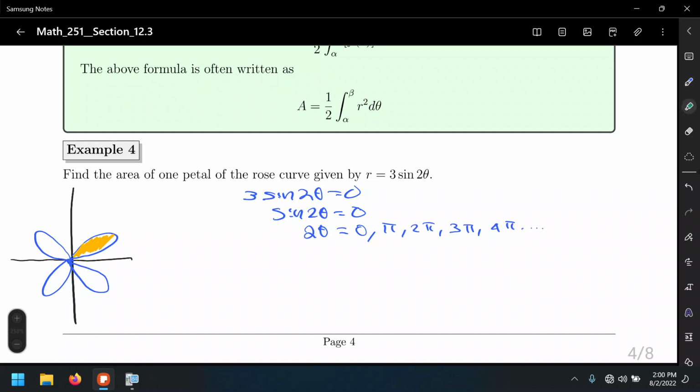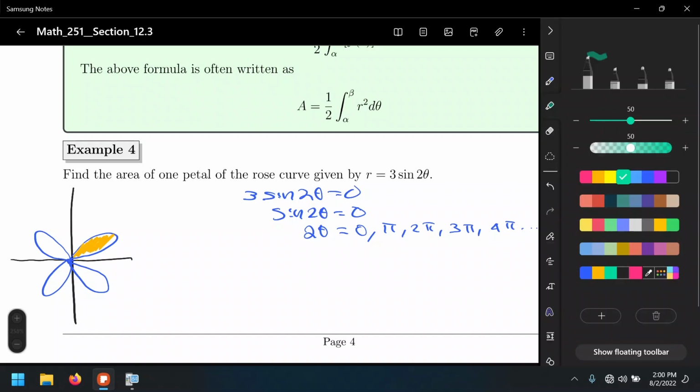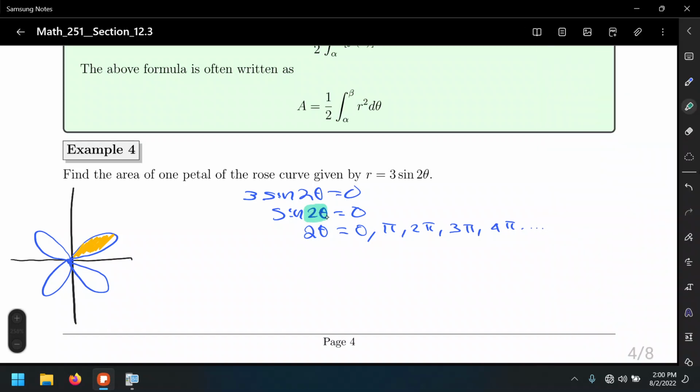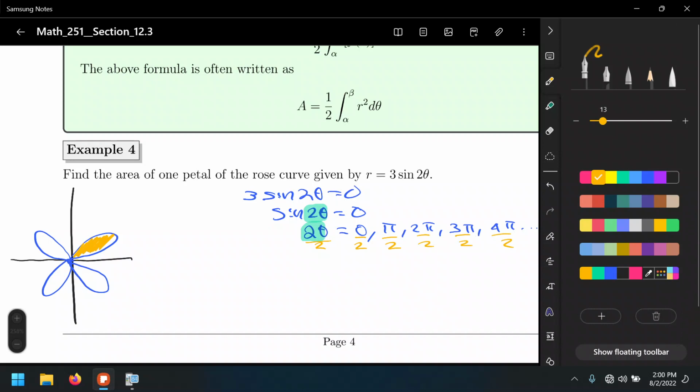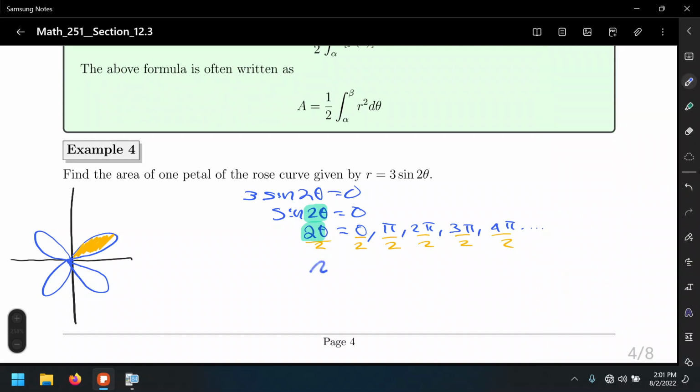We need to be very, very careful with this kind of equation. So keep in mind that this is 2 theta. In this case, let's divide both sides by 2. So the real points of intersection, or the zeros of the function, will be theta equals 0, pi over 2, pi, 3 pi over 2, 2 pi, etc. And the pattern continues.